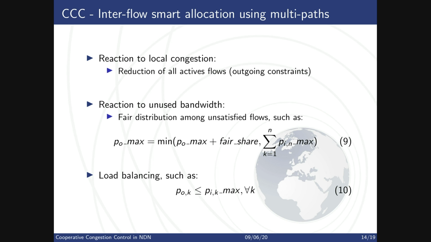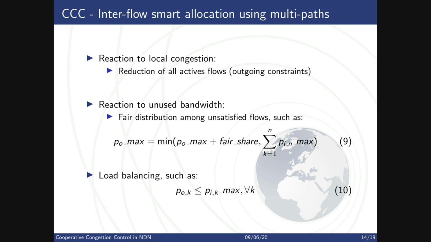Our last principle, the entire flow smart allocation using multiple paths, can be divided into several algorithms. The first one I will present is how to react to local congestion. Congestion occurs when multiple flows use more bandwidth than the link is able to handle. So the node has to reduce all active flows by reducing their outgoing constraint.